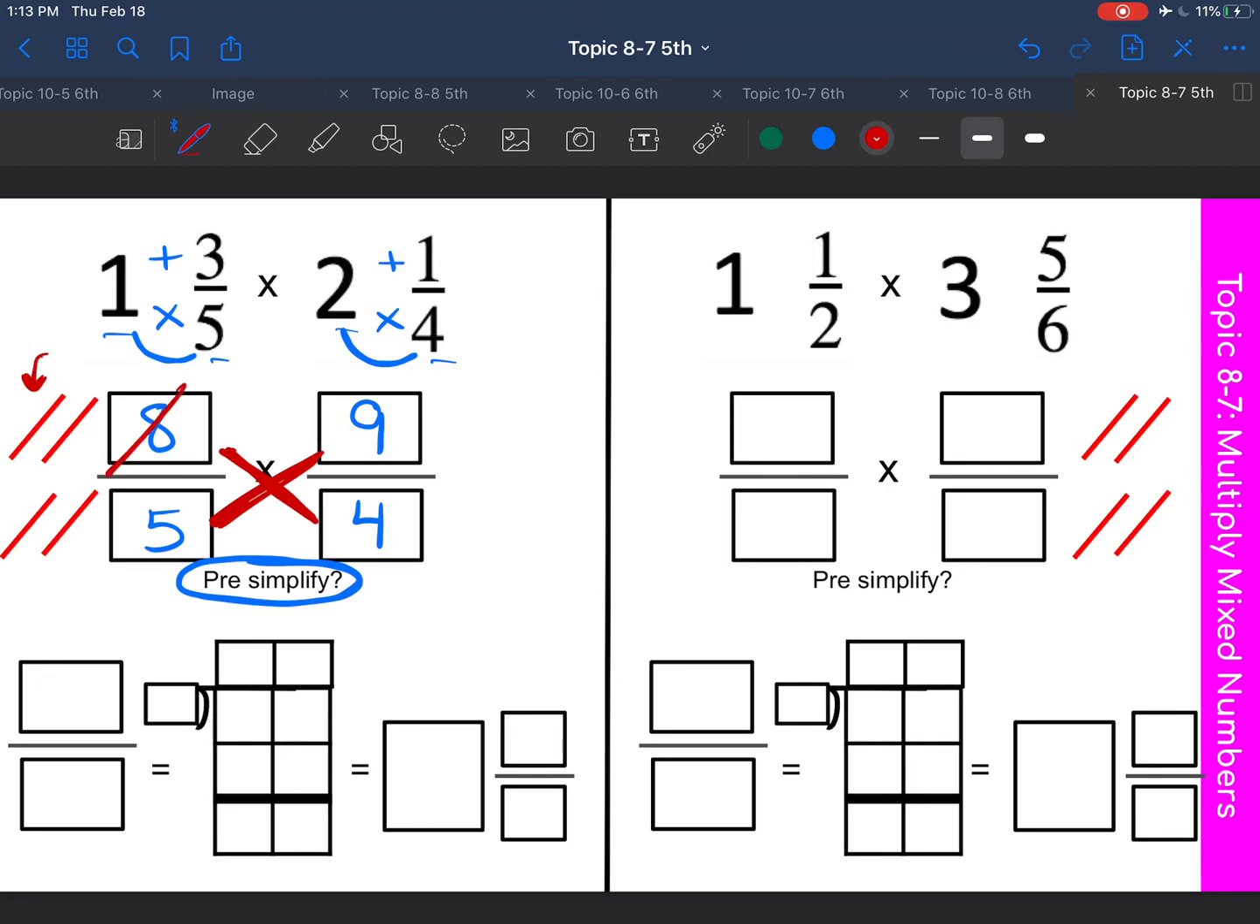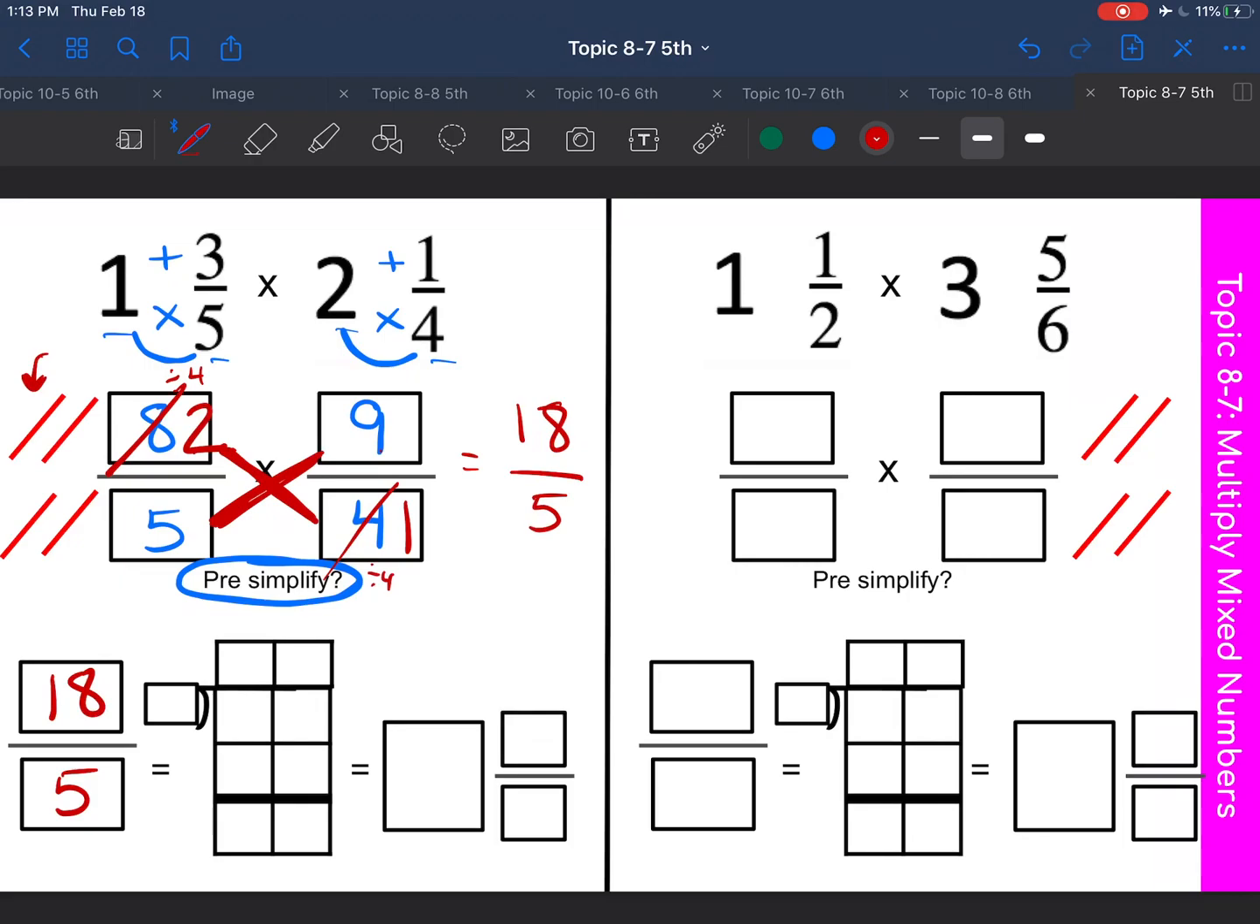So you can bring that slash, cross out the 8. 8 divided by 4 is 2. Cross out the 4. 4 divided by 4 is 1. So we can multiply straight across. 2 times 9 is 18. 5 times 1 is 5. So our answer is 18/5, but it's improper.